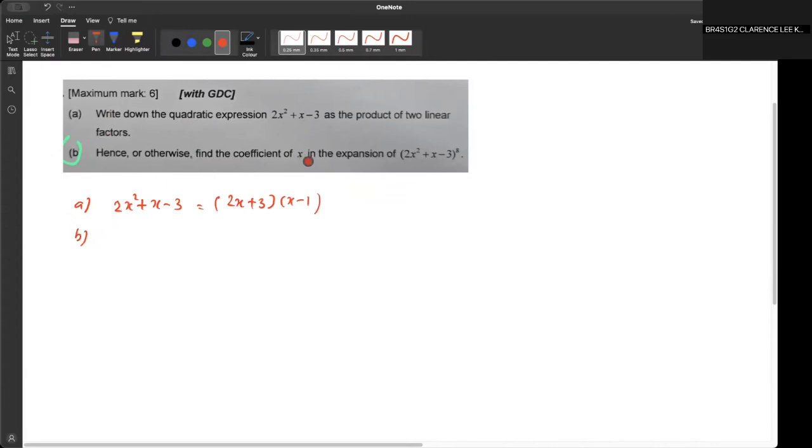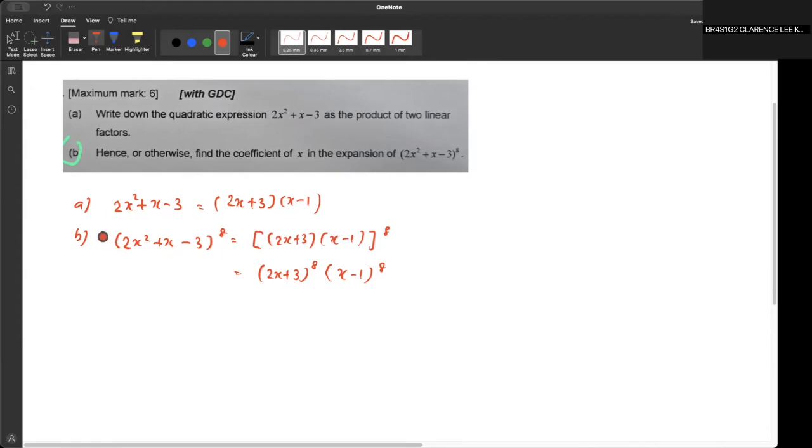Hence or otherwise find the coefficient of x in the expansion of this to the power of 8. So this is from part A with power 8. If we use the result of the factorization, and it takes power 8, then at the end we will get the two factors with power 8. The power 8 can be given to each of the factors, and we are going to expand it by using binomial expansion.